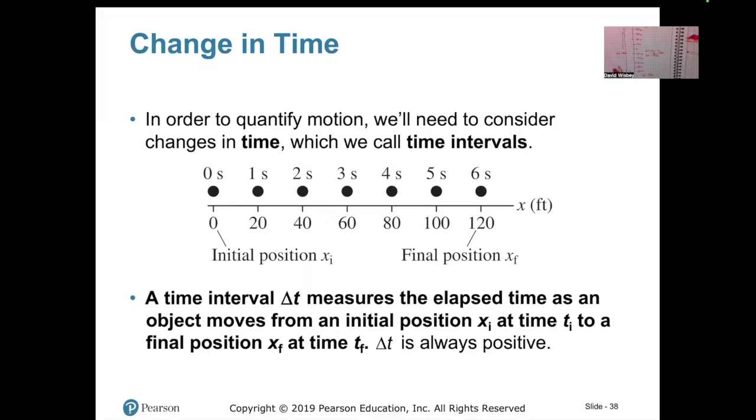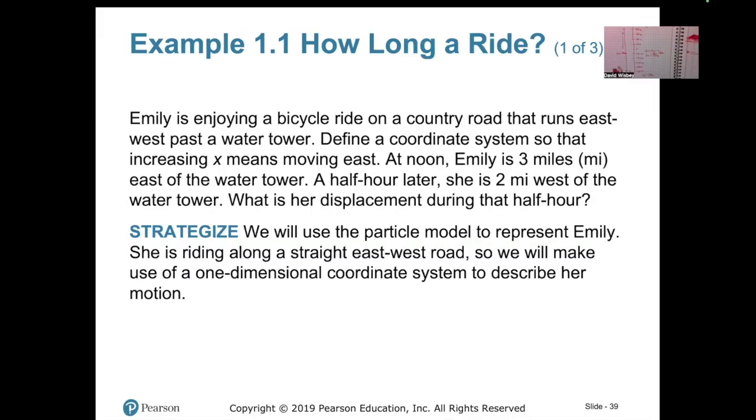We're moving at 20 feet every second. And our time interval delta t is 1 second, right? But we could find the time interval between two different positions. So if we started at, say, 40 meters and we went to 120 meters, it would take us 4 seconds to get there. So that's our time interval, that's delta t.